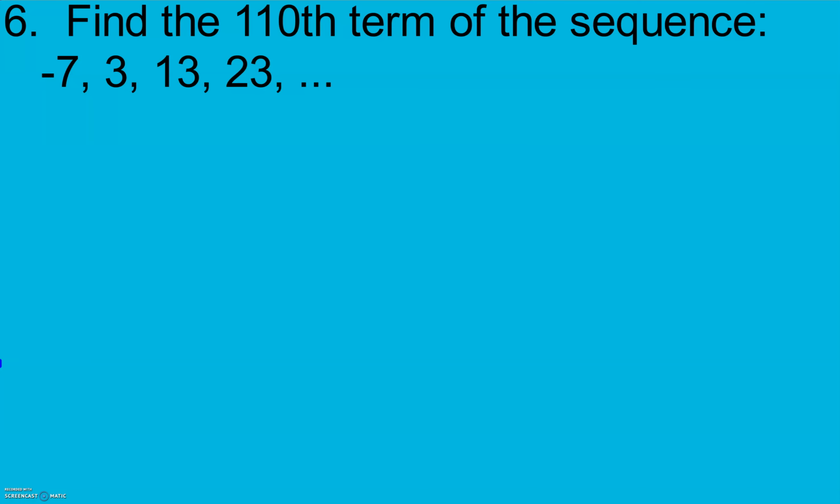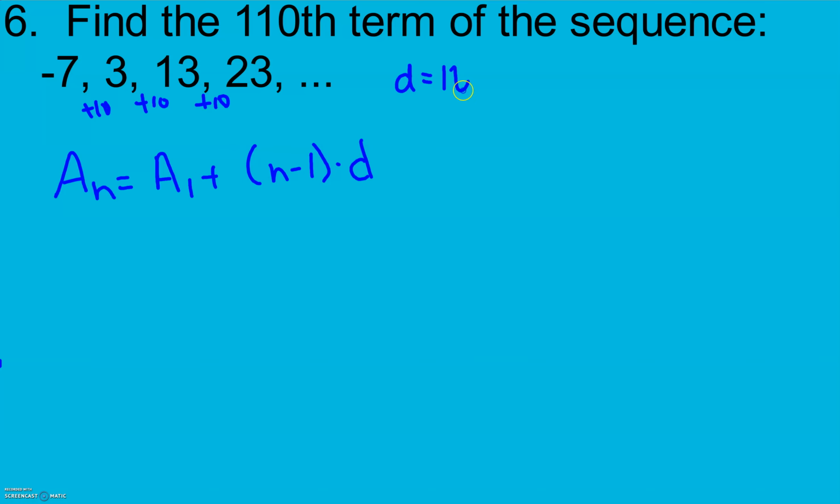Since here I go from -7 to 3 by adding 10, and then I add 10 and add 10. It's an arithmetic sequence, which means a of n equals our first term plus n minus 1 times our common difference. This plus 10 is our common difference.